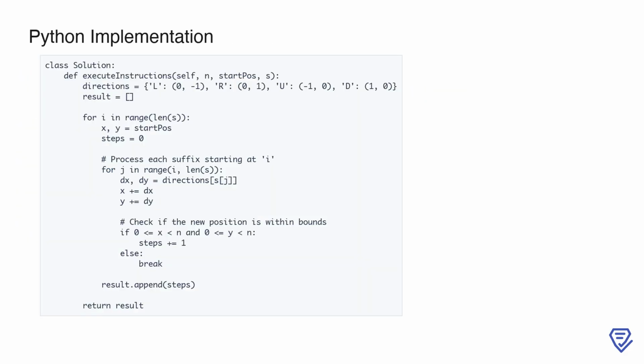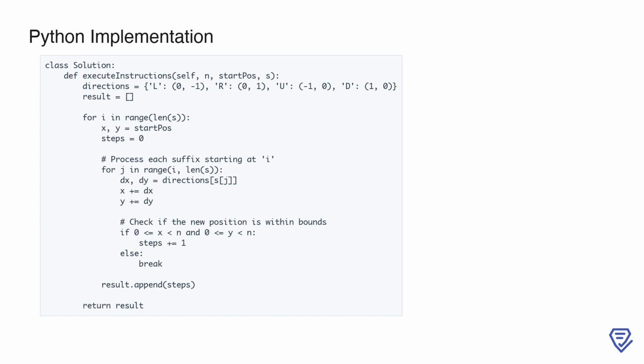The provided solution defines a class Solution with a method executeInstructions. This method simulates the movements of a robot on an NxN grid based on a sequence of instructions and a starting position. First, a dictionary directions maps movement instructions L, R, U, D to their respective changes in row and column indices. For example, L corresponds to moving left: 0 row change, -1 column change. Next, an empty list result is initialized to store the number of valid steps for each suffix of the instruction string. The outer loop iterates through each starting position of the suffix in the instruction string s.